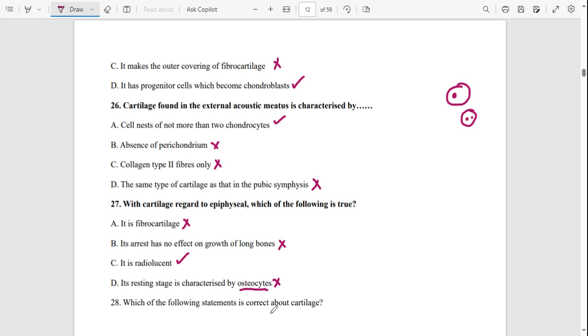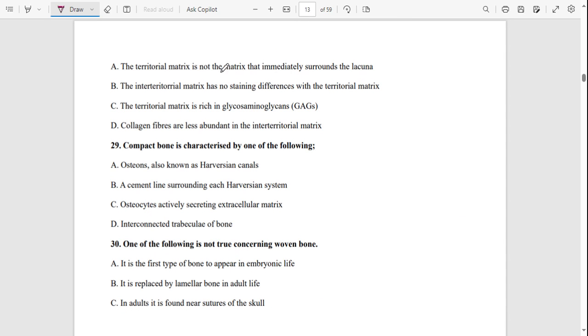Which of the following statements is correct about cartilage? The territorial matrix is not the matrix that immediately surrounds the lacuna. The interterritorial matrix has no staining difference with the territorial matrix. Territorial matrix is rich in glycosaminoglycans. Collagen fibers are less abundant in the interterritorial matrix.